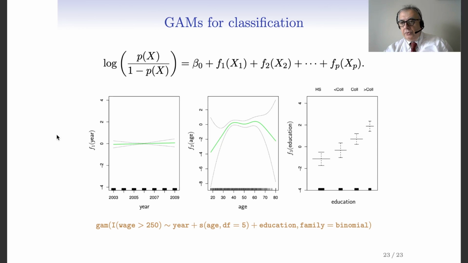Finally, good news, you can use a generalized additive model also for classification. So here you have the logit transformation, and the trick is that instead of having a linear model here, you are just putting an additive model where f1, f2 could be rather flexible nonlinear functions. Here you are trying, for instance, to classify when wage is greater than 250, and this is what you will find with your confidence intervals.